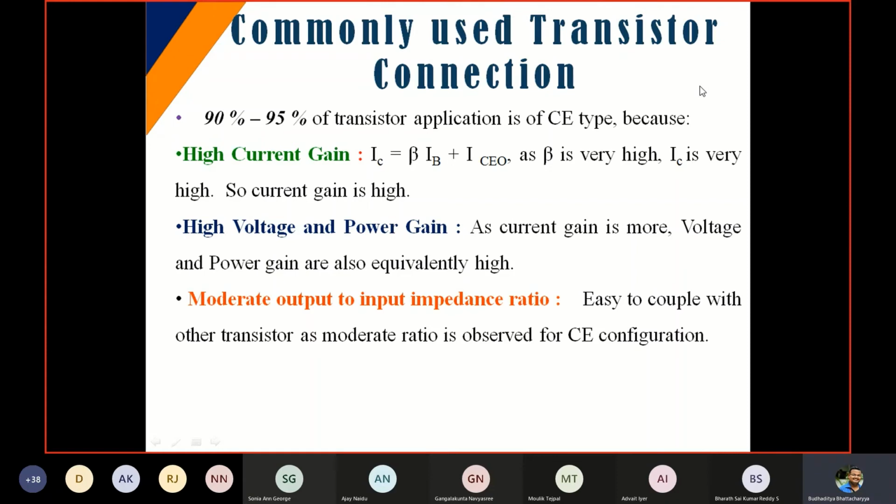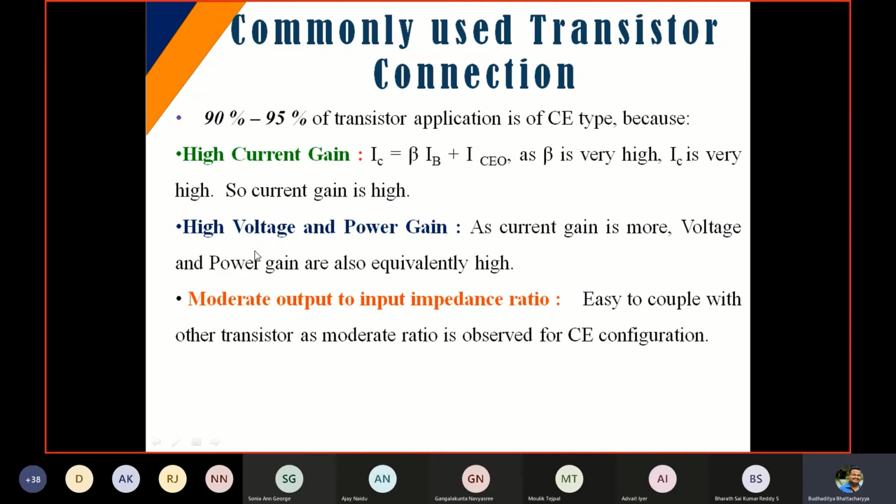Yeah. So the one thing is that 90 to 95% of transistor applications are of CE type. So most of your numericals and most of our discussions revolve around CE. The reason is that it has a very high current gain. You can see IC is equal to beta IB plus ICEO, where ICEO is the leakage current. This necessarily means that if beta is very high, which is the fundamental idea about the CE configuration, then you can expect a very high IC, and IC is nothing but the output. So the output or current gain is very high. That is one of the advantages.